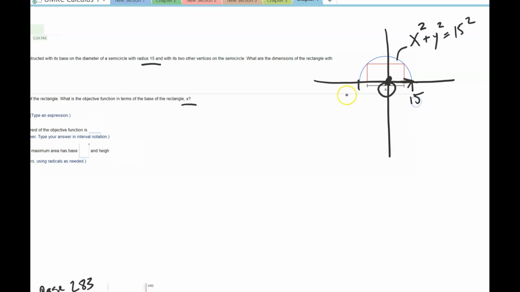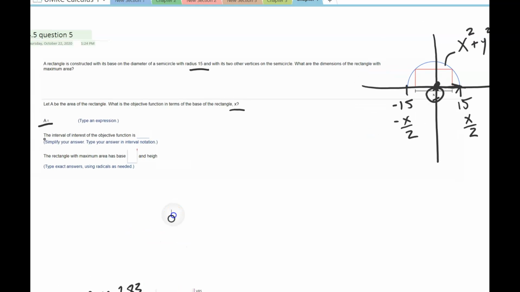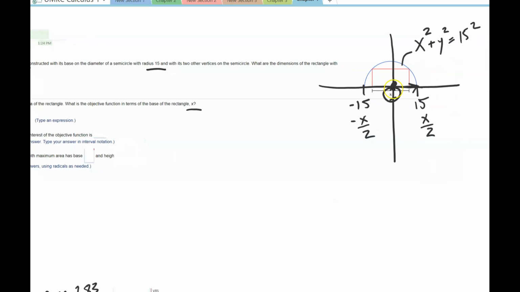So this is going to be 15 to minus 15, which would be important to know that really this is x over 2. This is minus x over 2 if I'm going to use this x, which really comes in handy when we're talking about the interval of interest. So the x value can go from 0 to 30, not just 15. The maximum distance x can be is actually the diameter of the circle and not the radius of the circle.